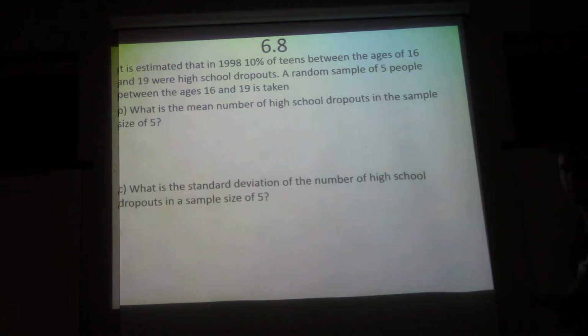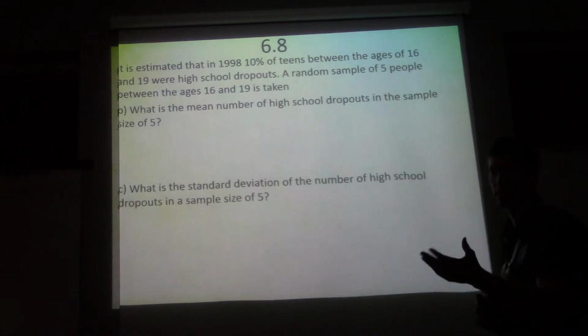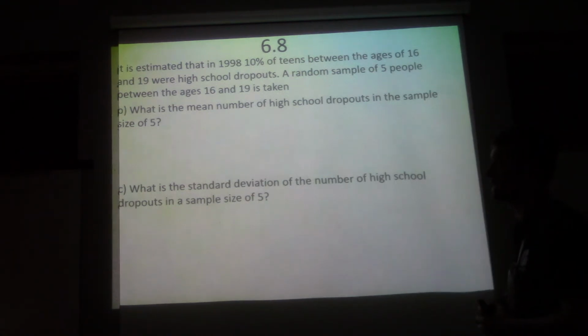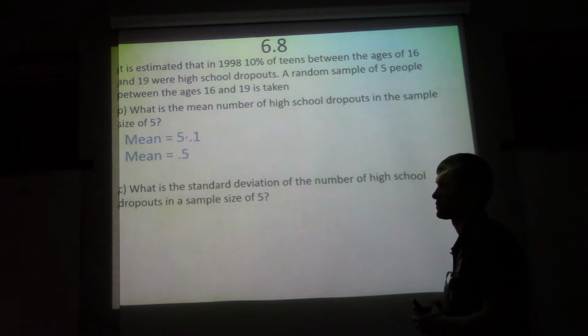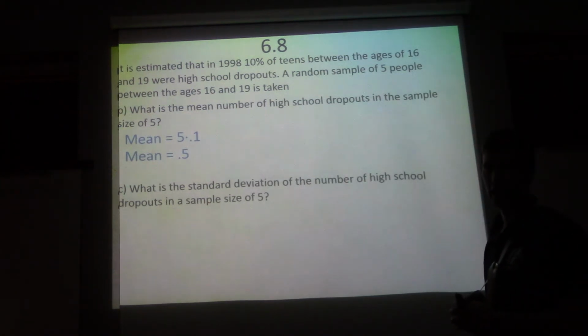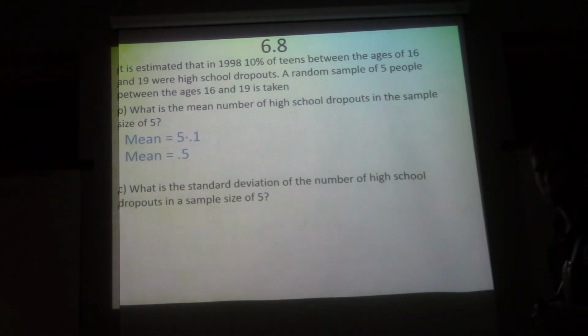The other 2 examples: what is the mean number of dropouts in the sample size? You take your sample size, multiply it by the probability that they drop out. So 5 times 0.1, which is 0.5. So there's half a person. You'd expect half a person to drop out of high school out of 5.